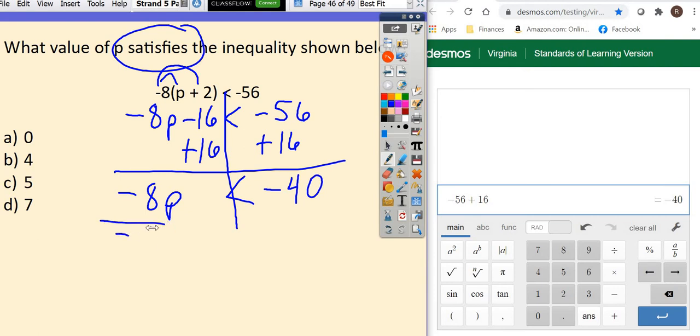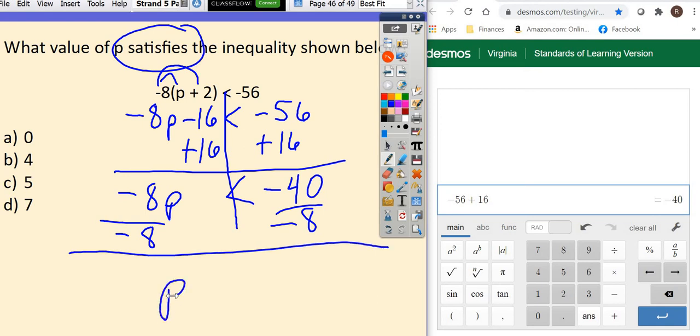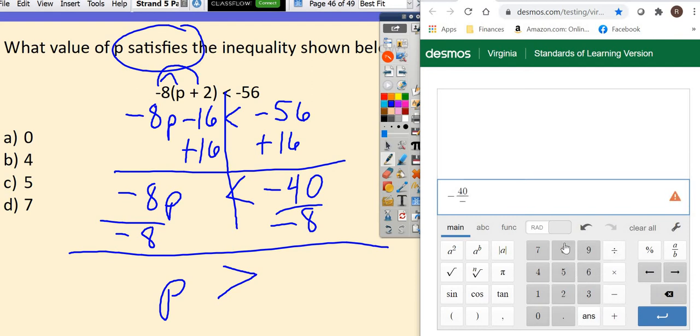We're going to divide by negative. There are those alarms again saying you're going to have to flip. So P, that less than, is now a greater than. And I'm going to keep trying to use my calculator so I can encourage you to do it. Negative 40 divided by negative 8 is 5.